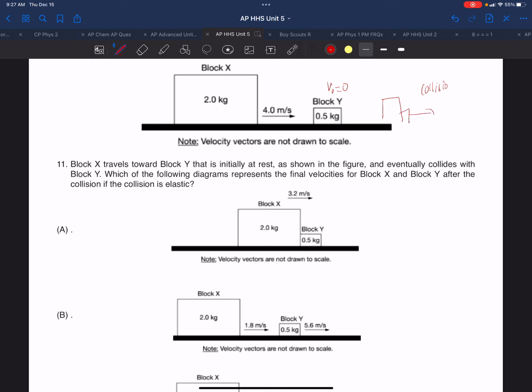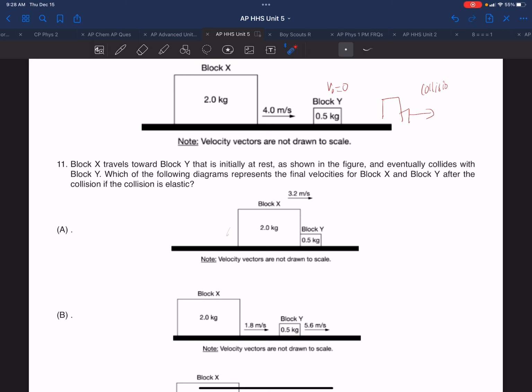That's what seems reasonable. For them not to move off together would mean that the block X would have to end up going backward, which doesn't seem to make sense. But let's read the question. So yes, it's initially at rest. Y collides. Final velocities after the collision.